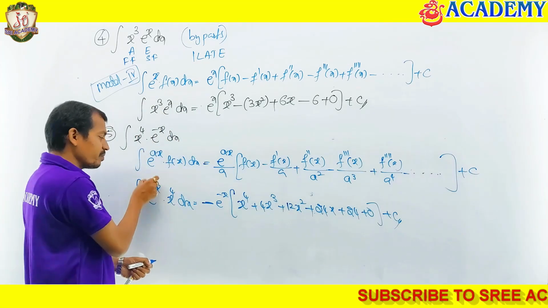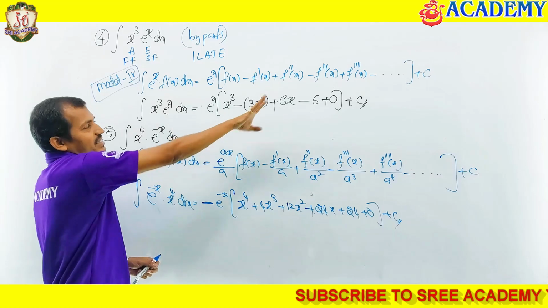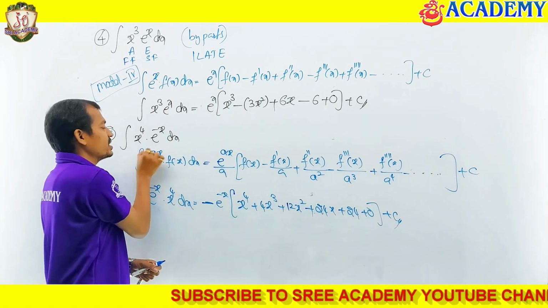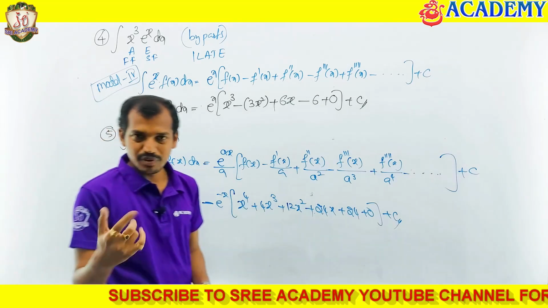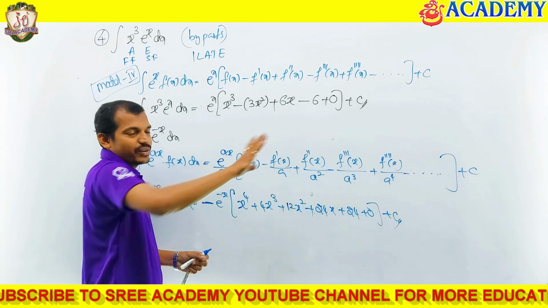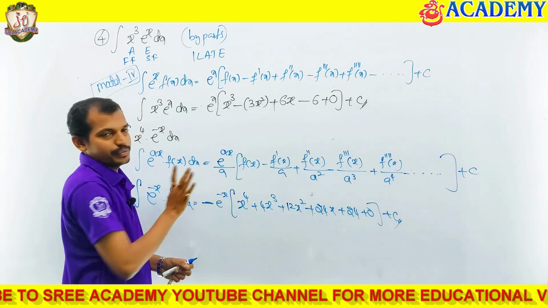When e power minus x is there, like this, sometimes you may get in place of a 2x, e power 2x, e power 4x, e power 3x, like that you are going to get. If you are getting e power 2x also, with this formula you can do.